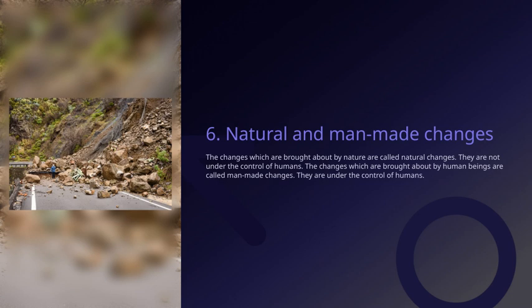On the other hand, man-made changes are those brought about by human activity. These are under our control, whether we're building roads, planting forests, or developing cities. Human actions can accelerate, slow down, or alter natural processes, which makes understanding these differences very important when we think about how our environment evolves.